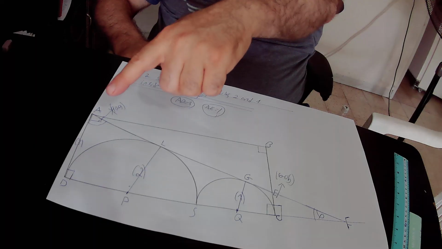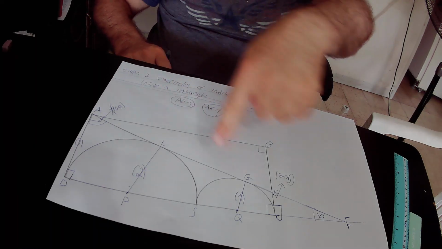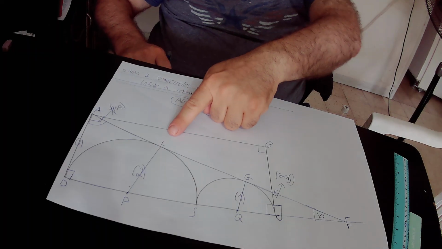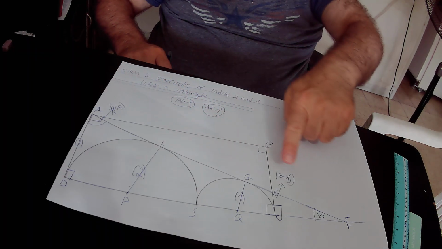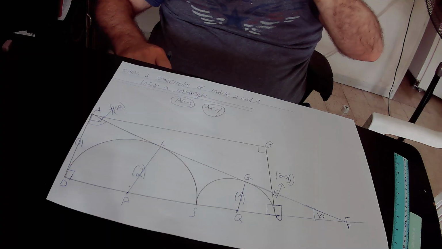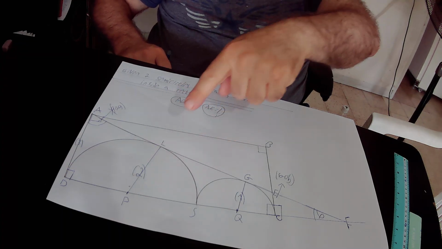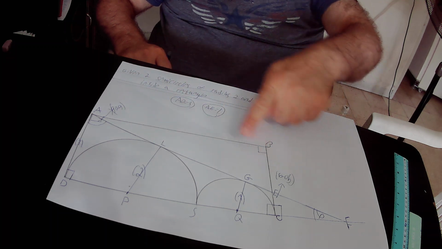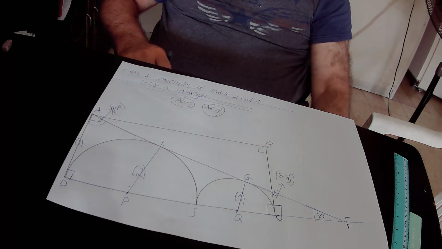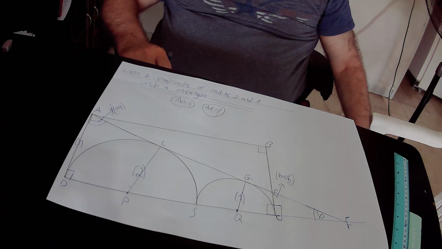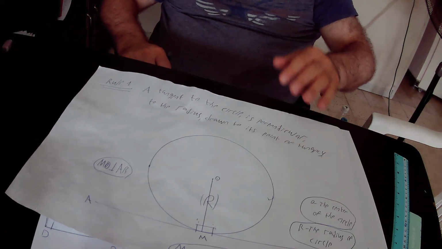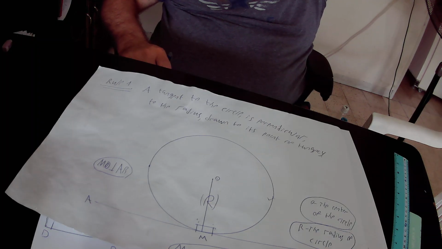We have in this big semicircle the radius PL, that is drawn to point L, that is the point of tangency of tangent AE with this big semicircle. Again, the radius PL is drawn to point L, the point of tangency of tangent AE with this big semicircle. So here you can implement rule 1. So I'll repeat quickly on rule 1. According to rule 1, a tangent to the circle is perpendicular to the radius drawn to its point of tangency.